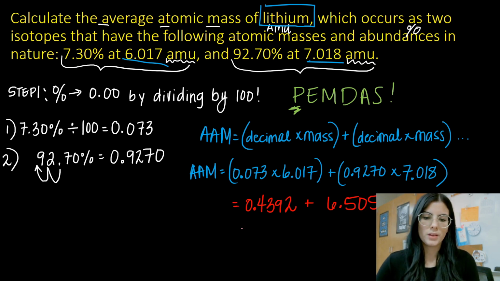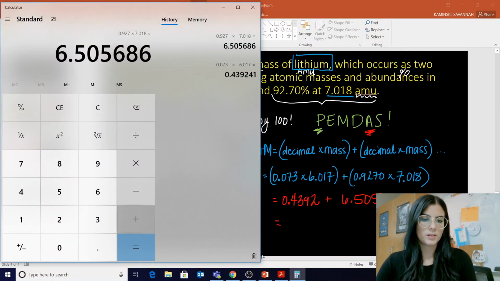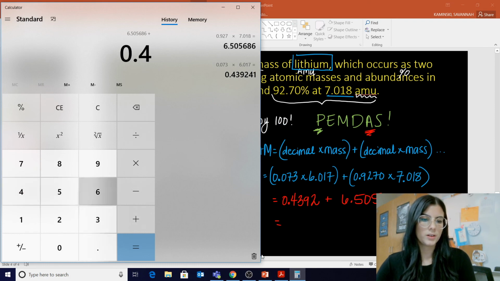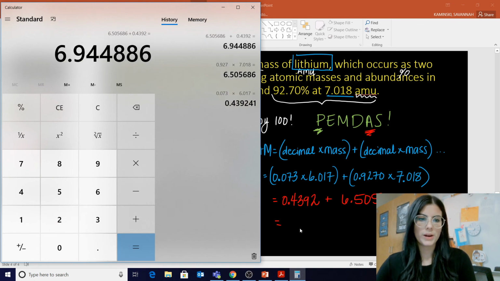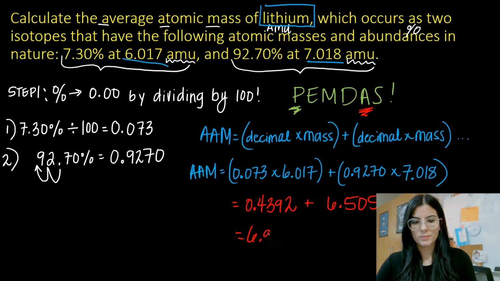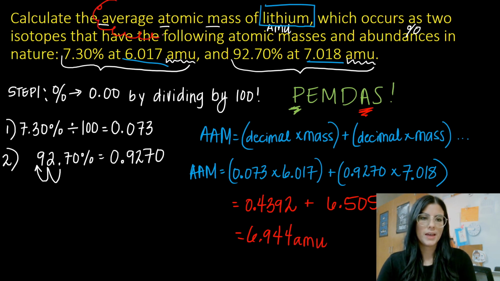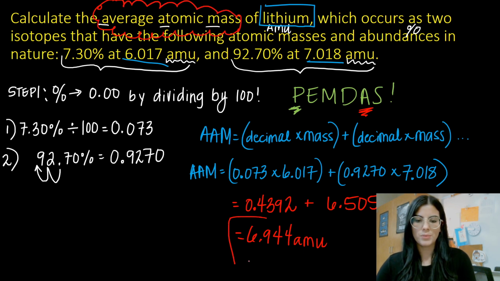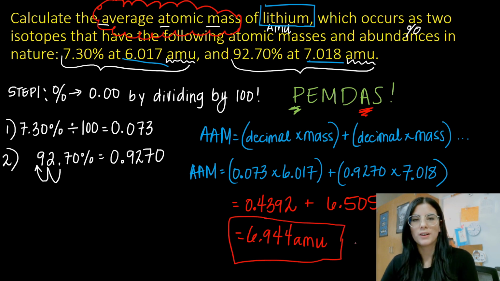All right. And then now we can add. Plus 0.4392. All right, so our final answer is 6.944. And it is AMU because we are calculating average atomic mass, and atomic mass is measured in AMU. All right, so that is your final answer.